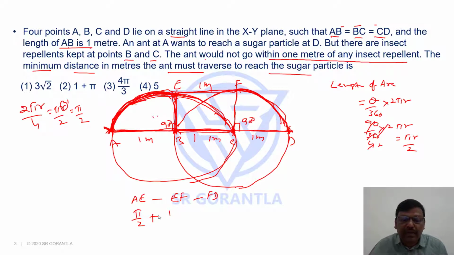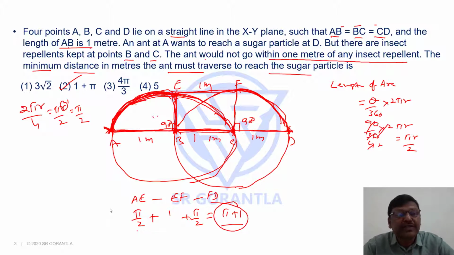If I write this, pi by 2 plus 1 plus pi by 2, that is pi plus 1. Our answer is choice 2. Pi plus 1 is our answer. So pi plus 1 meters. So basically the point is you should not come within 1 meter radius. So accordingly you have to draw the diagram, right? So thank you.